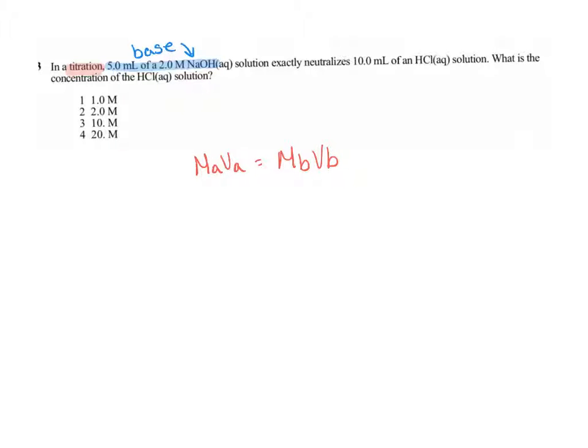That's a base right there. So I'm going to put that on this side of the equation. My volume is 5 milliliters. My molarity was 2. Okay? There's one OH ion in this sodium hydroxide, so I'm going to multiply that side by 1. Now, this says neutralizes 10 milliliters of a hydrochloric acid. This is your acid. You know that because it starts with an H, and there's your nonmetal. We want to know what the molarity is. They gave us 10 milliliters.